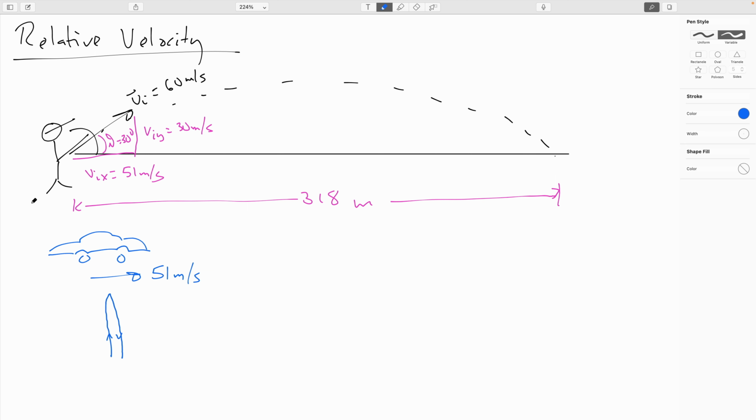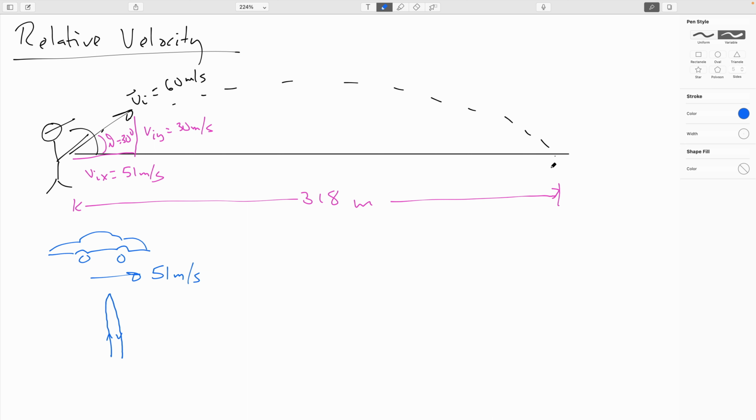So the archer can say that they're standing still and the arrow is going downrange at 51 meters per second for a shade over 6 seconds before it hit the ground. And the person in the car can say that the arrow went straight up and straight down for a shade over 6 seconds. And each of them can translate to what the other one sees.